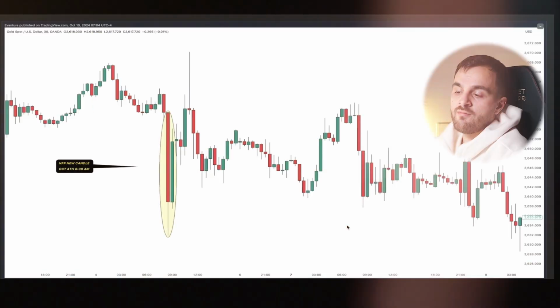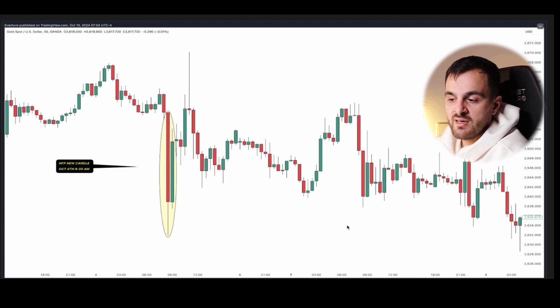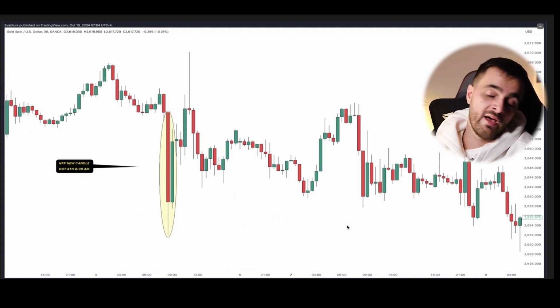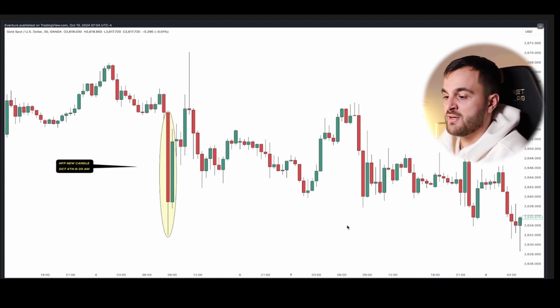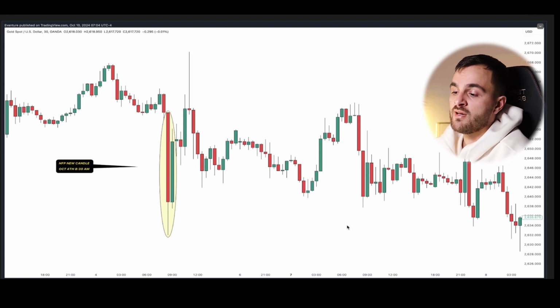As you can see here, another example of the most recent NFP on October 4th. I actually traded this and I'm gonna show you guys some of the results in other videos from trading an event like this. Big reversal, 30-minute candle, so you gotta wait.